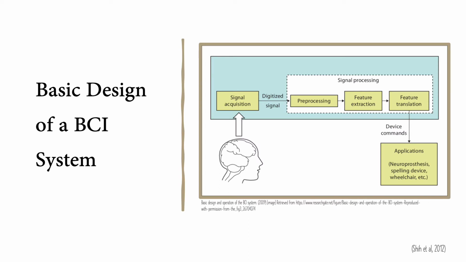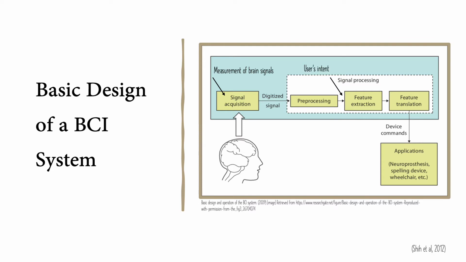So the basic design of any BCI system has four parts. The first part is signal acquisition. This is essentially the measurement of brain signals. The most commonly used brain signal or measurement is the EEG, also known as electroencephalograms.